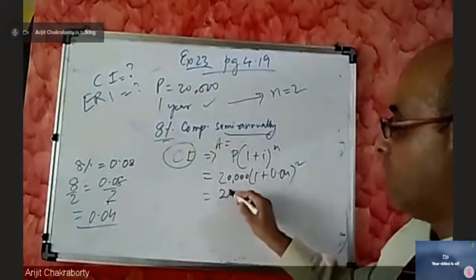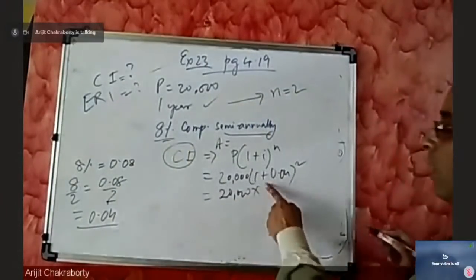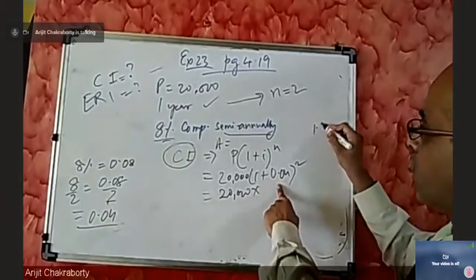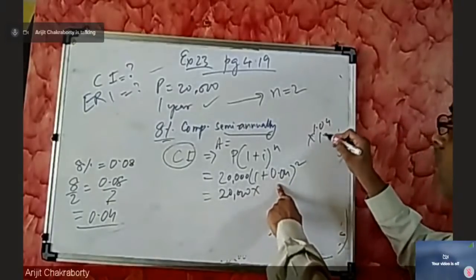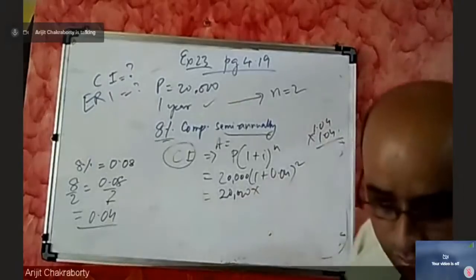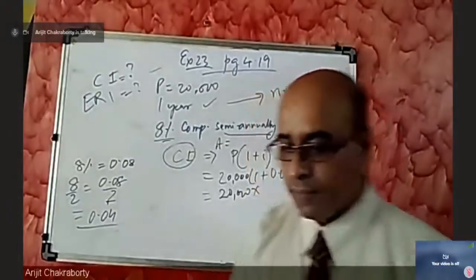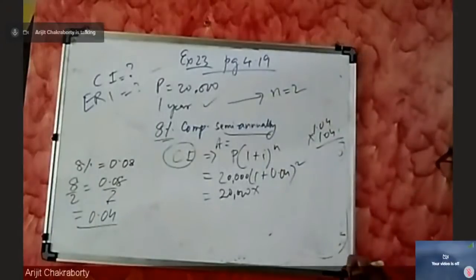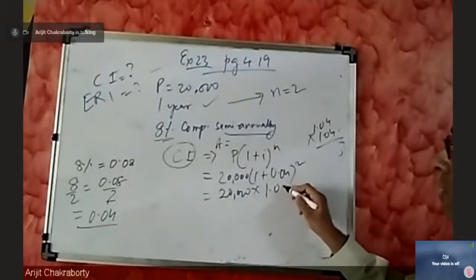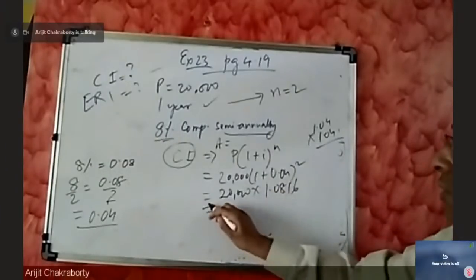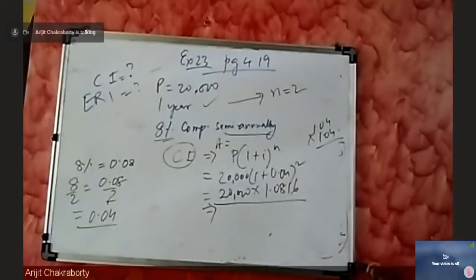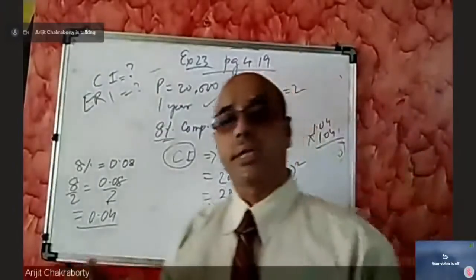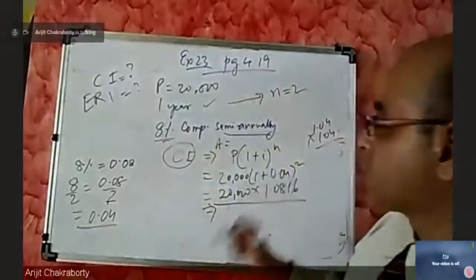This means 20,000 into 1 plus 0.04, which is 1.04 square. Let's work it out, right? It's going to give you 1.0816. So 20,000 into 1.0816. So this will be the total amount. But I want only the interest. So the interest will be what?